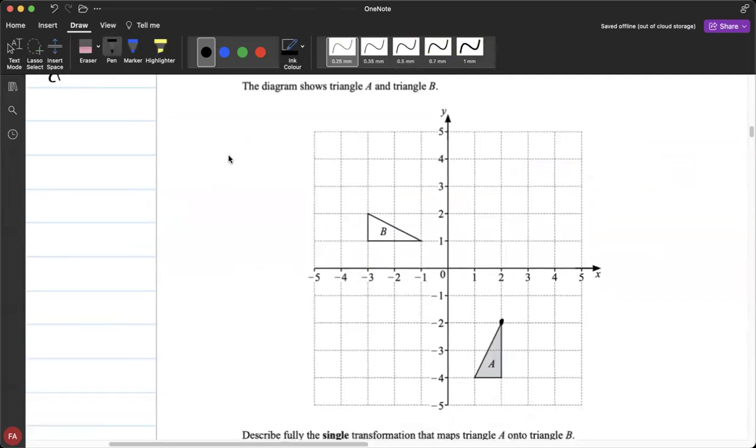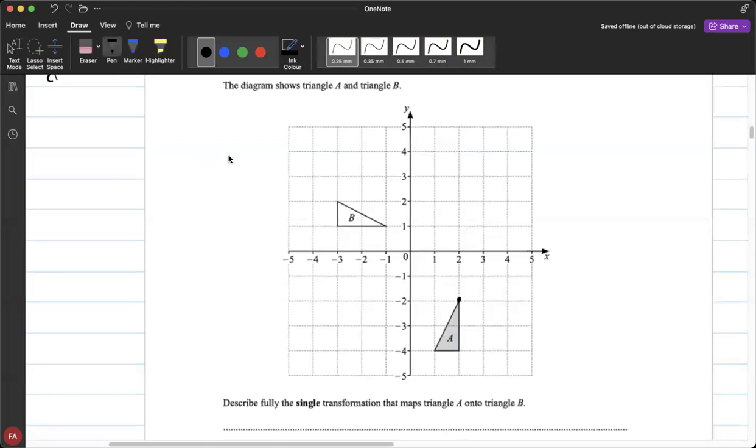The question over here says the diagram shows triangle A and B. And they're asking us to describe fully the single transformation that maps A onto triangle B. Now, back when I was explaining the concept about rotation, I did mention that there are 3 ways of finding the center of rotation.